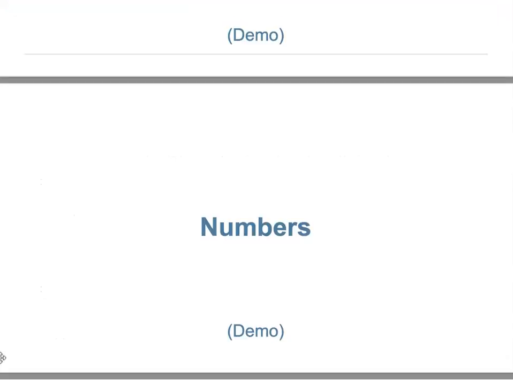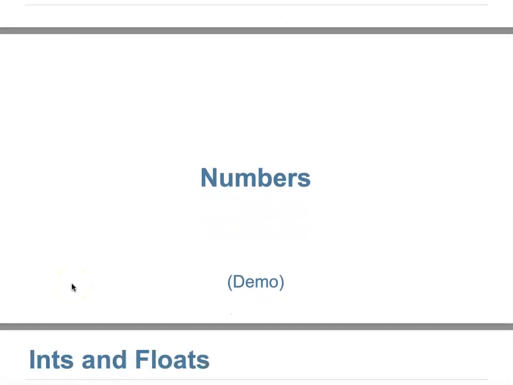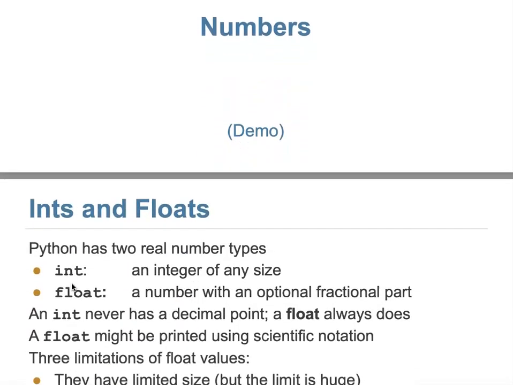Okay, let's start lecture 4. We will talk about the first thing, data types. In data types, we will introduce numbers and strings. So numbers are just like real life, right? Yeah, we have whole numbers, and we have decimal point numbers.